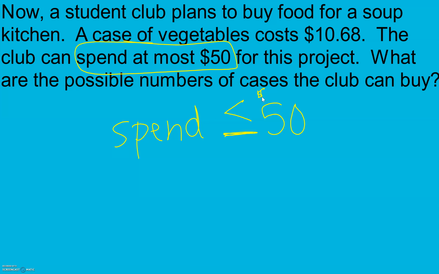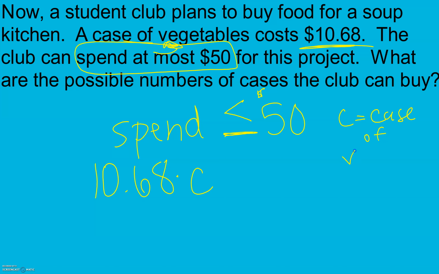Okay, and what they're spending their money on is cases of vegetables that cost $10.68. So it's $10.68 times each case. And again, C is cases of veggies, is less than or equal to 50. Right now, my variable is being multiplied, so I get rid of it by dividing. Whatever I do to one side, I still do to both.